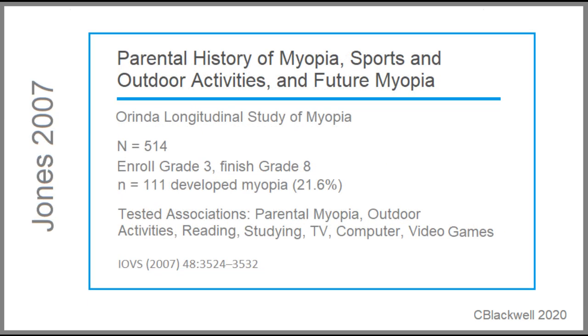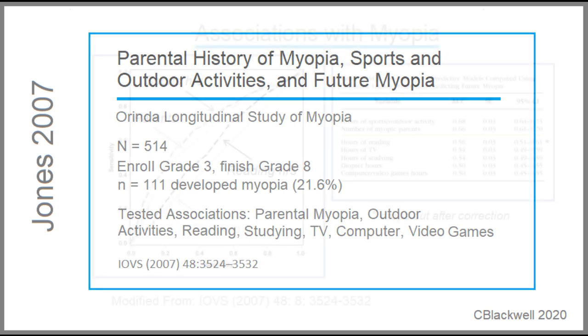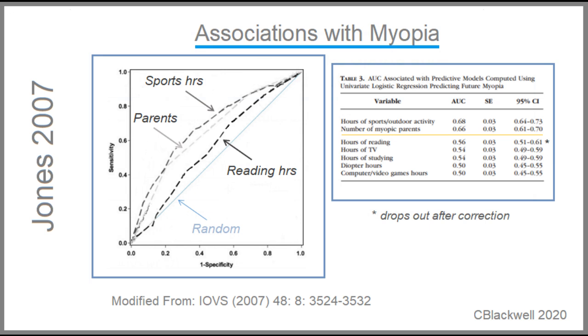The Orinda longitudinal study of myopia was done at about the same time in California. They came to the same conclusions about association with myopic parents and hours spent in sports. Reading hours were borderline and dropped out in multifactorial analysis.